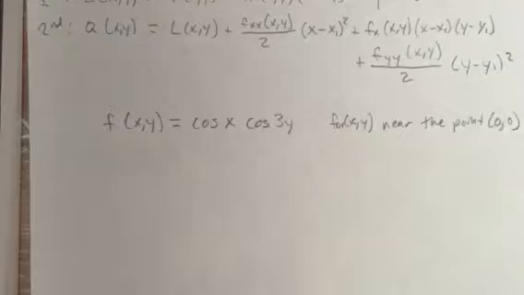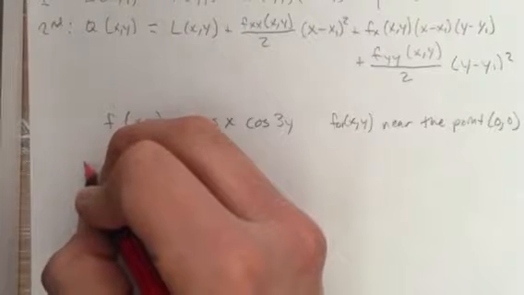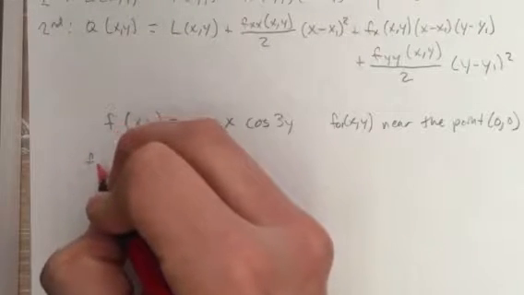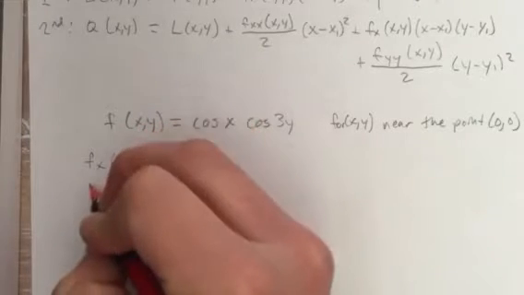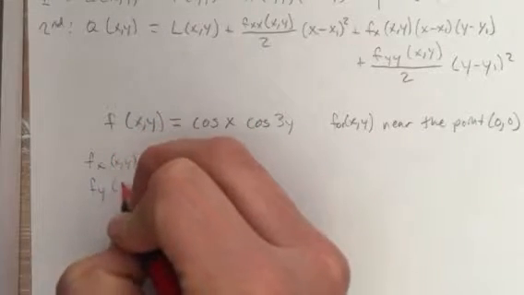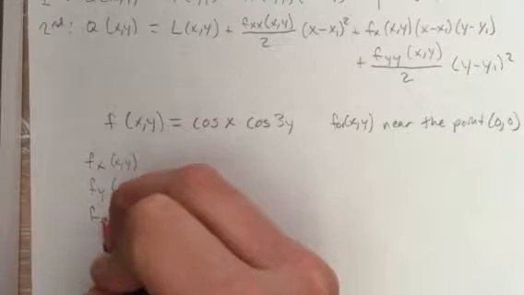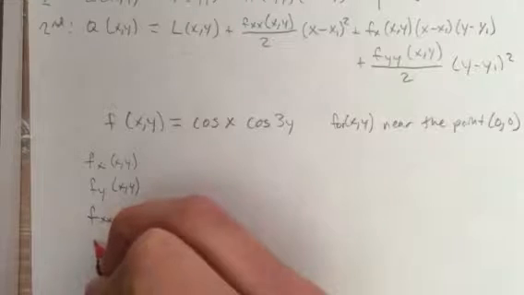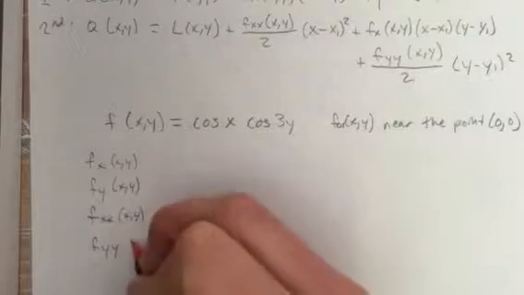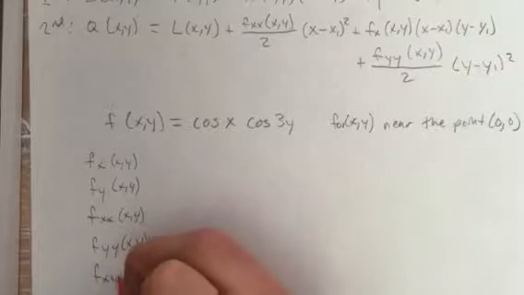What I like to do when I go through these equations is to start off with my partial derivatives. So over here I'll list f_x of x,y, f_y of x,y, f_xx of x,y, f_yy of x,y, and of course f_xy of x,y.